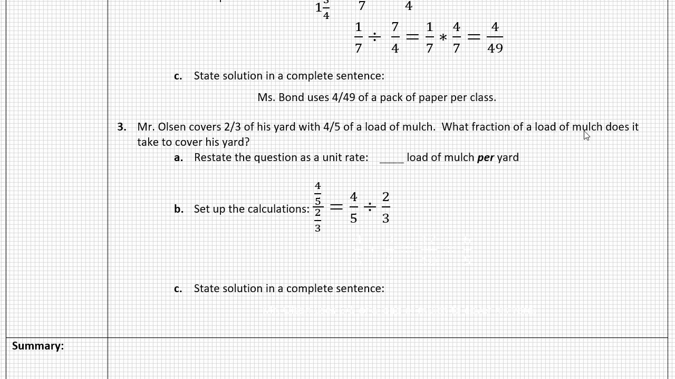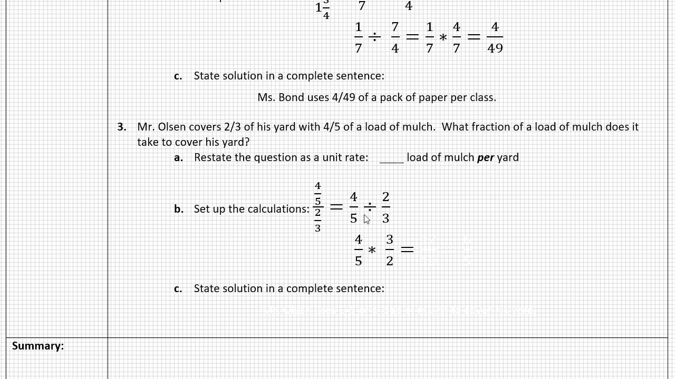If you restated the question of what fraction of a load of mulch does it take to cover his yard as leaving a blank for trying to find that fraction or that amount of mulch per yard, his one whole yard, I'd agree. Then taking the information from the question and following this order, we know that he used 4/5 of a load of mulch, that's our numerator, divided by 2/3 of his yard. We could also write it out this way, and it would be an equivalent way to write the problem. So as long as your setup is correct, go ahead and finish the calculations if you haven't done so already.